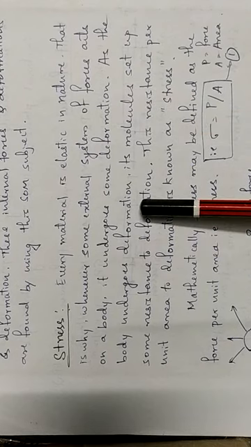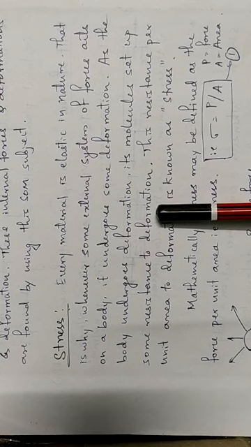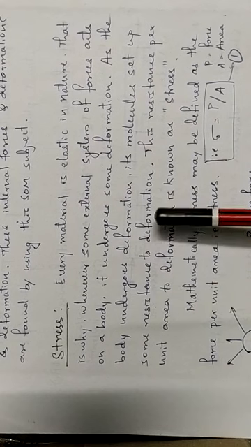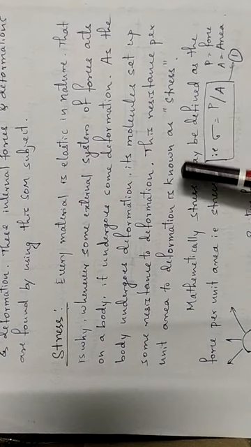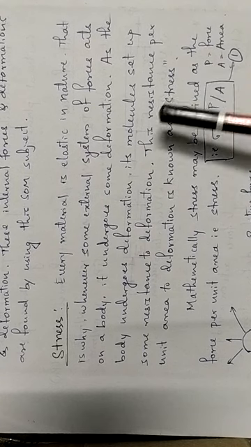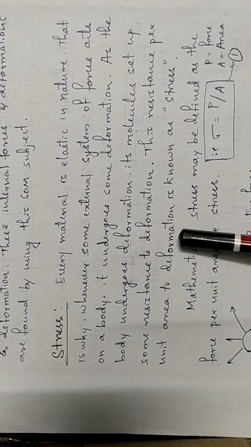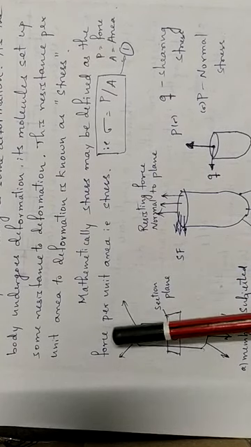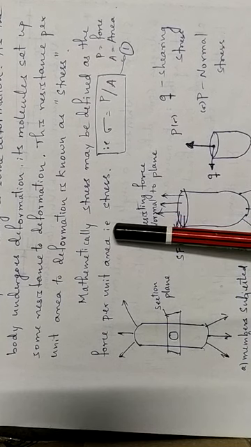As the body undergoes deformation, its molecules set up some resistance to deformation. This resistance per unit area to the deformation is known as stress. Mathematically, stress is defined as force per unit area.